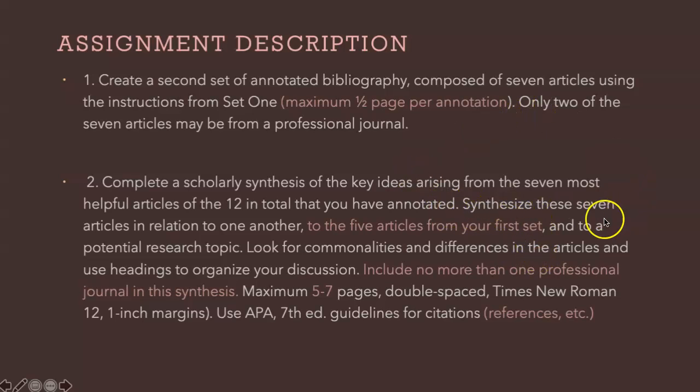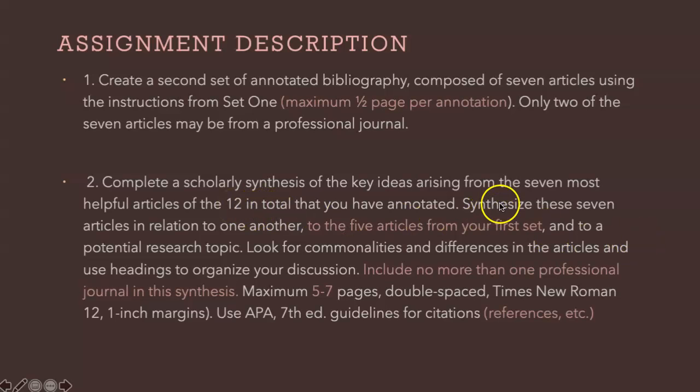So synthesize these 7 articles in relation to one another and to the 5 articles. And once you've done that, you're going to complete a scholarly synthesis of the key ideas arising from the 7 most helpful articles of the 12 in total that you have annotated. So that means that you don't have to necessarily choose the 7 that you've just done. You can choose 7 across both Part 1 and Part 2. You can do all 7 from Part 2 if you want, but if you want to draw in even 1 or 2 from the first set that you did, that's fine too.